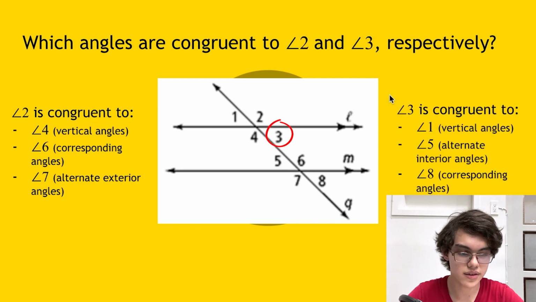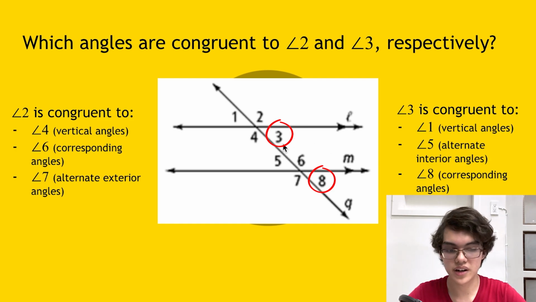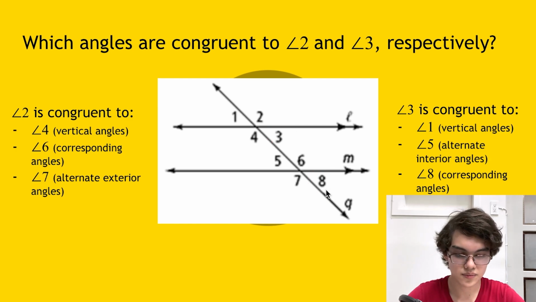Now angle 3 would be congruent to angle 1, first of all, because of vertical angles again. And it would be congruent to angle 5 because of alternate interior angles. They're on opposite sides of the transversal and they're on the inside, which makes them alternate interior angles, so we know that they're congruent. Finally, it would be congruent to angle 8 because of the corresponding angles postulate. They're in the same spot, both in the bottom right, which means they're corresponding angles, which means they're congruent.